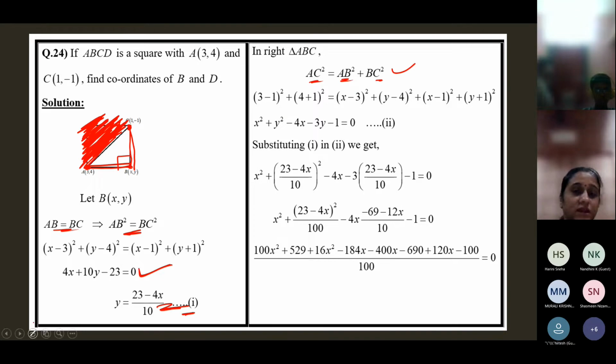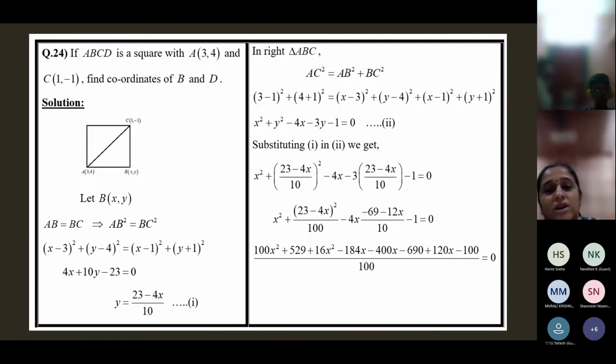Work it. It's already AC square, so you will not get the square root symbol. That square root symbol will not be there. AB square, this will not be there, because it is already squared.